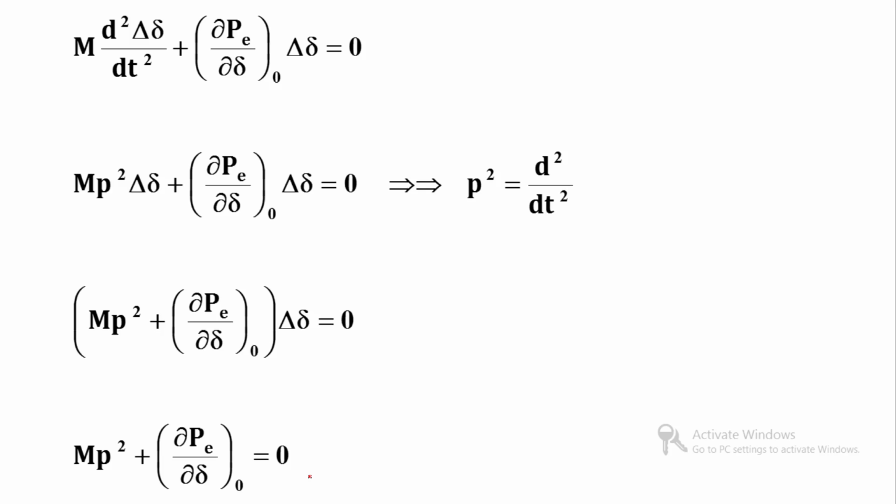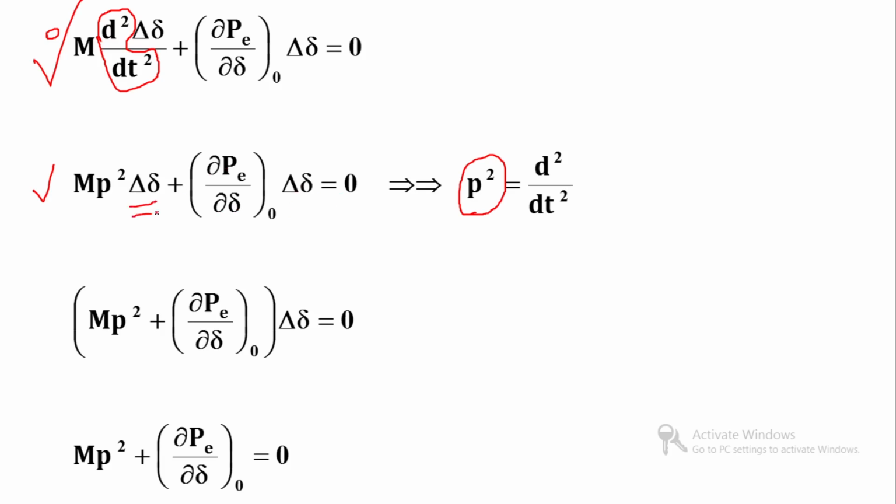So this is our final equation. Now instead of d square by dt square, I will simply write p square. So the equation becomes m p square delta delta plus del pe by del delta 0 delta delta is equal to 0.